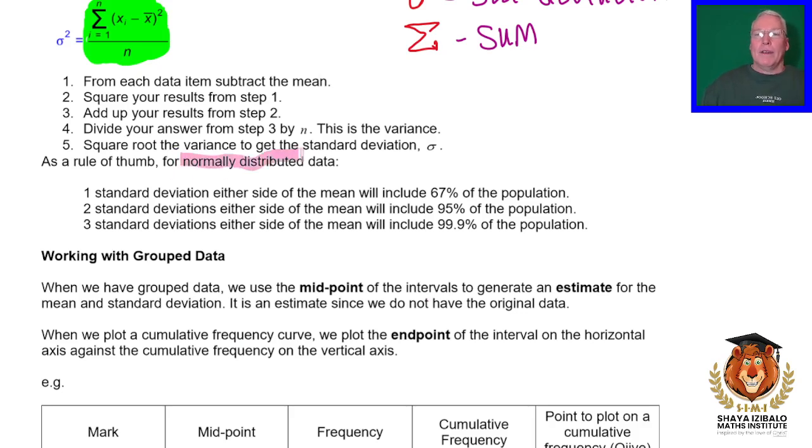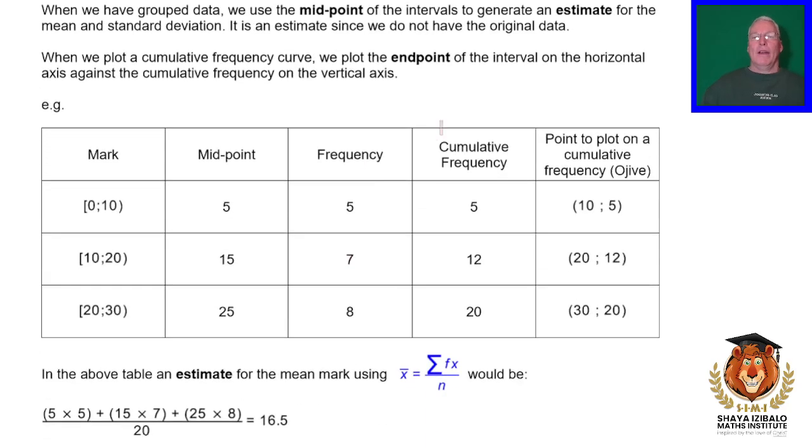All right, so let's now look at what we call grouped data. With grouped data, we don't actually have the original data. The data has been grouped. So for example, these are maybe marks on a test. Between 0 and 10, 5 people got that mark. Between 10 and 20, 7 people.